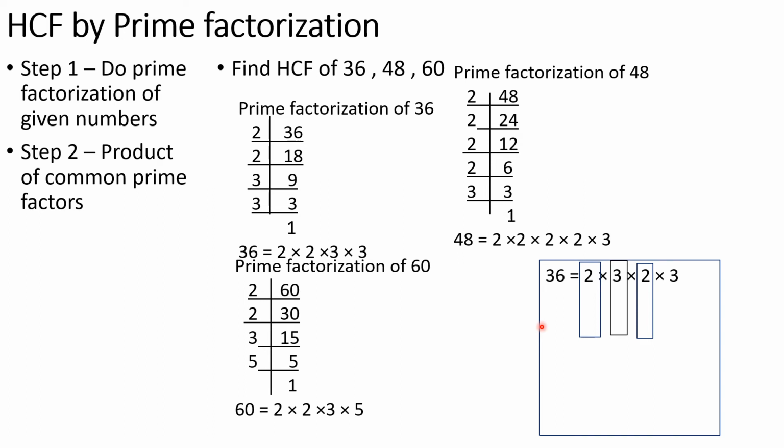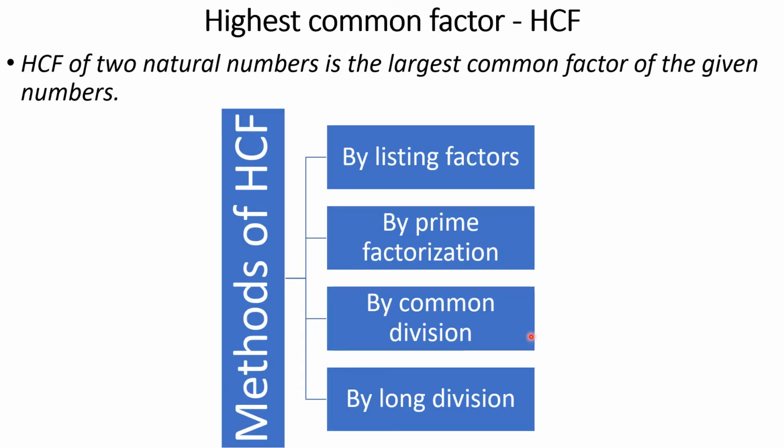Now we will write these prime factorizations of 36, 48 and 60. Now we will find the common prime factors. So 2 is common in all three numbers. Yes, 3 is common in all three numbers, and again 2 is common in all three numbers. It means 2 multiplied by 3 multiplied by 2. Your HCF will be 12. Now we will understand this third method, the common division method.